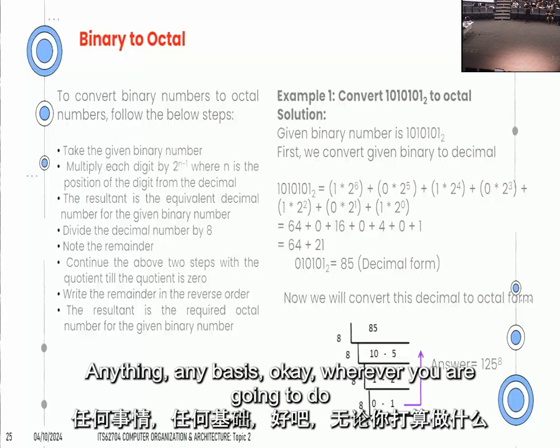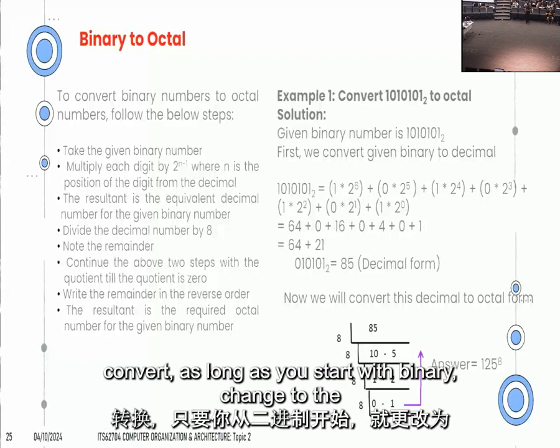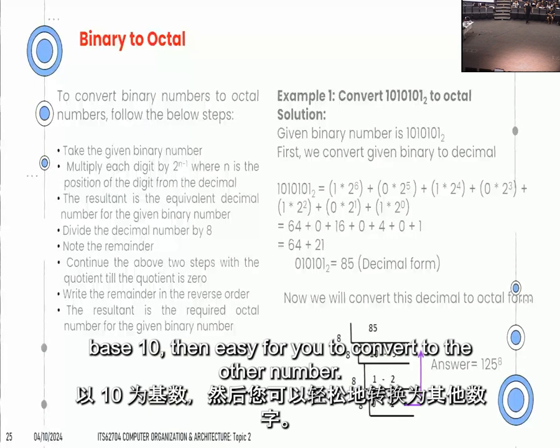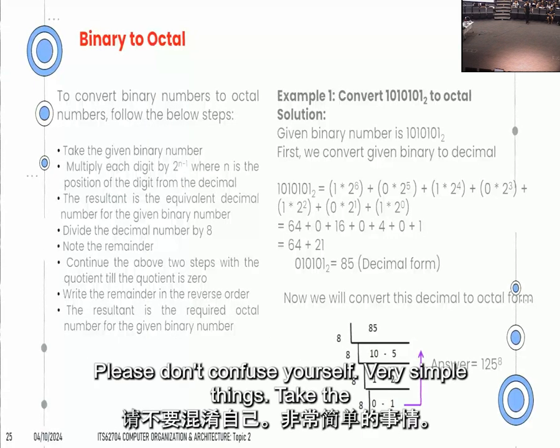For any bases, whatever you are going to convert, as long as you start with binary, change to the decimal, base 10. That's the easiest. After you got that base 10, then it is easy for you to convert to the other number. Please don't confuse yourself. Very simple things.